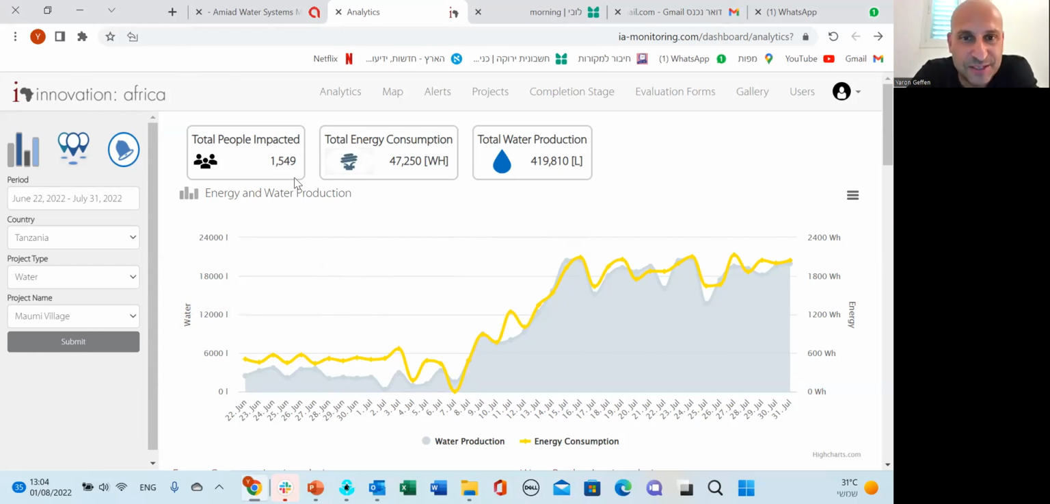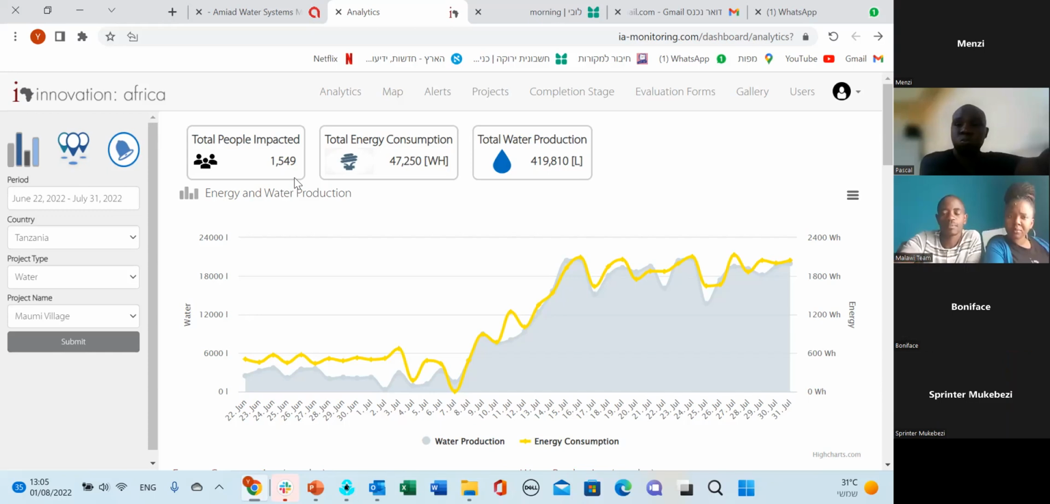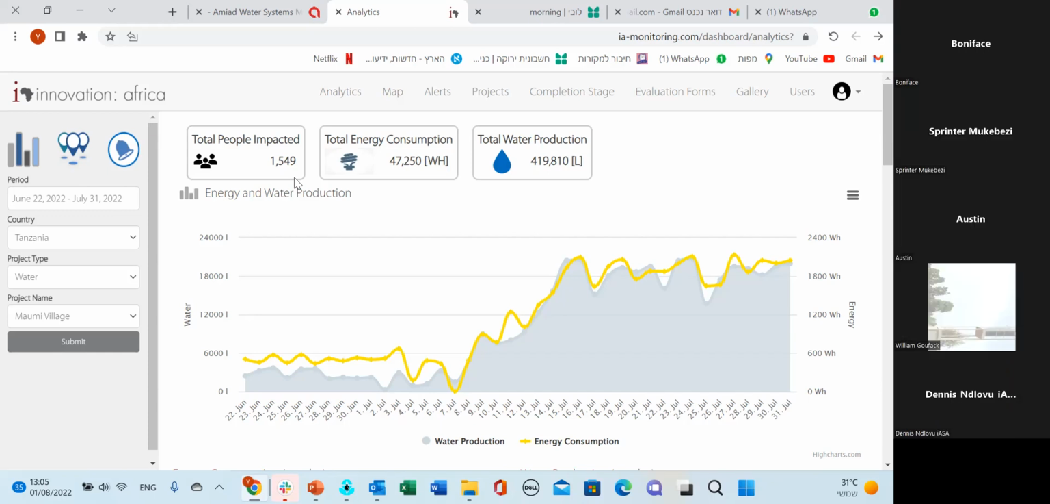So as Shai wrote to you, today we'll talk a little bit about Maumi, our Towerless project in Tanzania, which you all visited. And I'll show you how to design this Towerless project in EPAnet, or how to convert a conventional design to a Towerless design in the EPAnet. But before I talk about the EPAnet, I want to show you this analytics view from the Inno app. I hope that all of you know this view already.